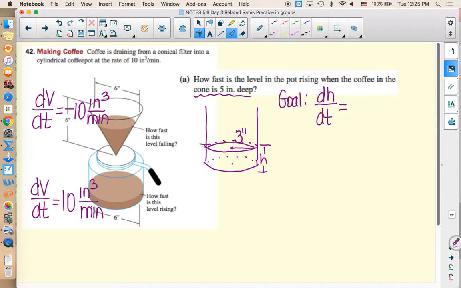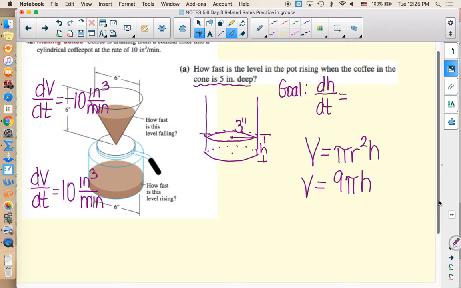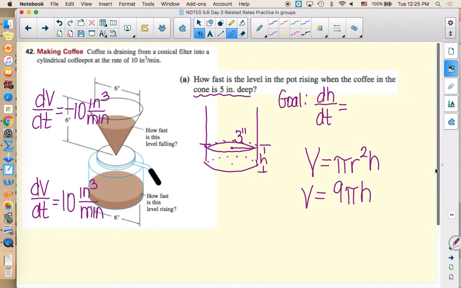So as I go to get a volume formula for that cylinder of coffee, cylinders are pi r squared h. In our situation, our radius is fixed, so this actually becomes 9 pi h. So the only factor that affects the height is the volume. Volume is a function of the height. So when I go to do my rates of change, I'll have dV and dh. Nothing about the cone is going to come into play here.